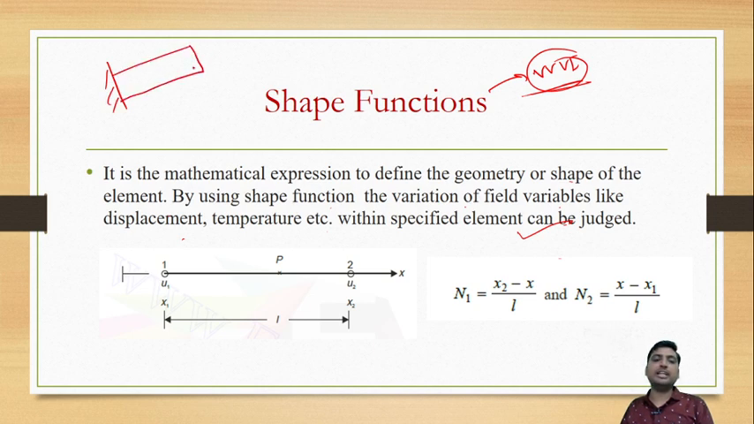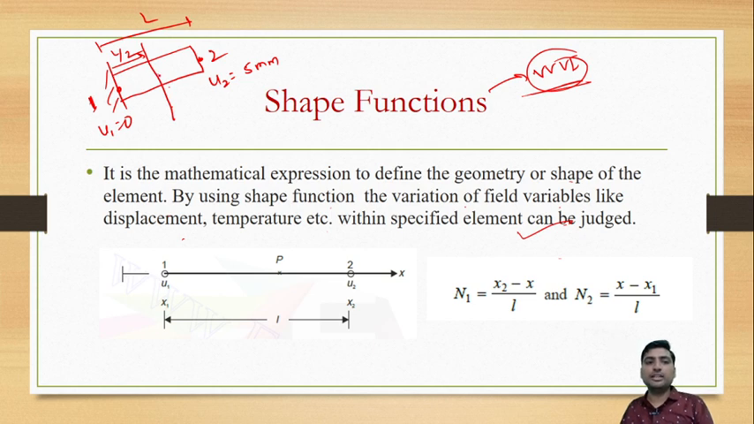Let's take an element, this is node 1, this is node 2. Here the displacement U1 is 0, here some displacement will be there, let's take 5 mm. Let's take this as L, and from here to here it is L by 2. Now if you want to find the displacement at this point, we have not selected any node. So what we will do, we will use the shape function, and we will find the displacement at this point.